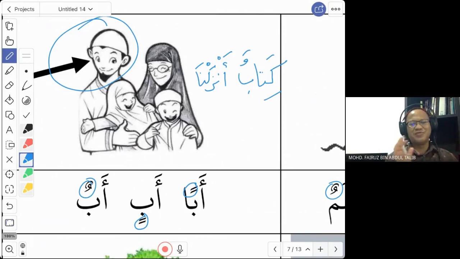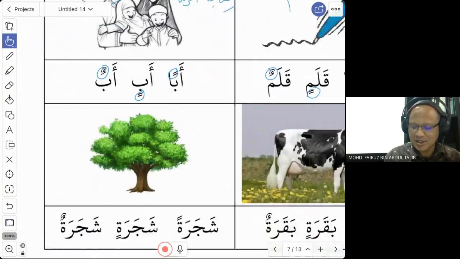And when it comes to reading the Quran, you have to read all the vowels except the last one, when it comes to the last word of the sentence. You don't read the last vowel. Okay, so that is kitab. Let us finish this.